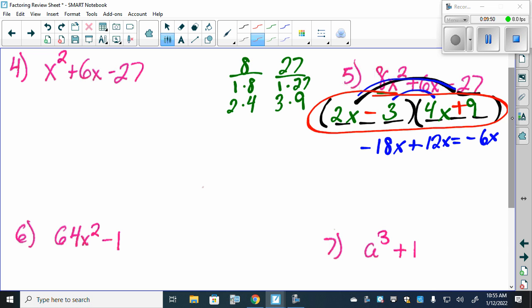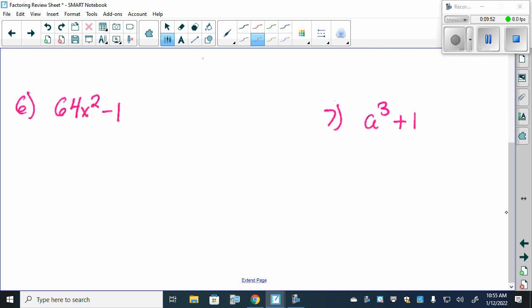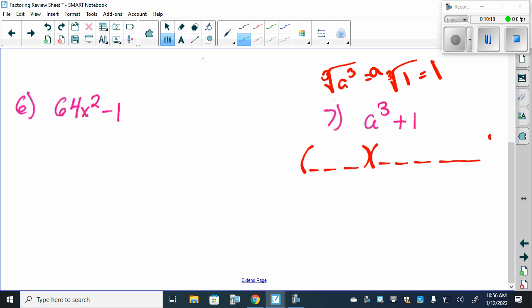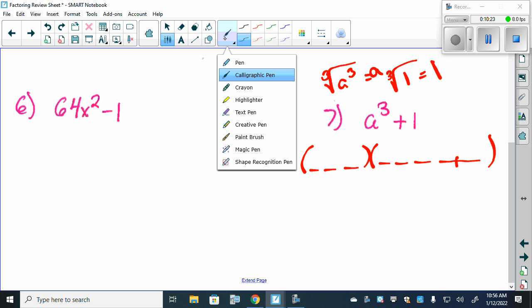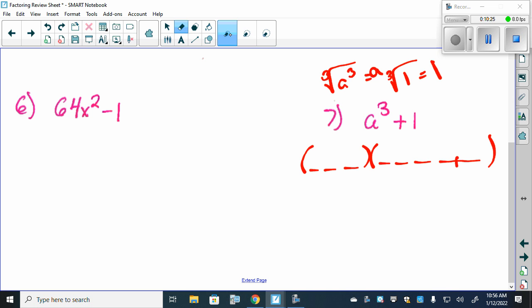Number 7. Now this here we need to see if this is the actual sum or difference of 2 cubes. So we can see if we can take the cube root of a cubed and take the cube root of 1. Now the cube root of a cubed is a, and the cube root of 1 is 1. So that does tell me that we can take the difference of these two cubes.